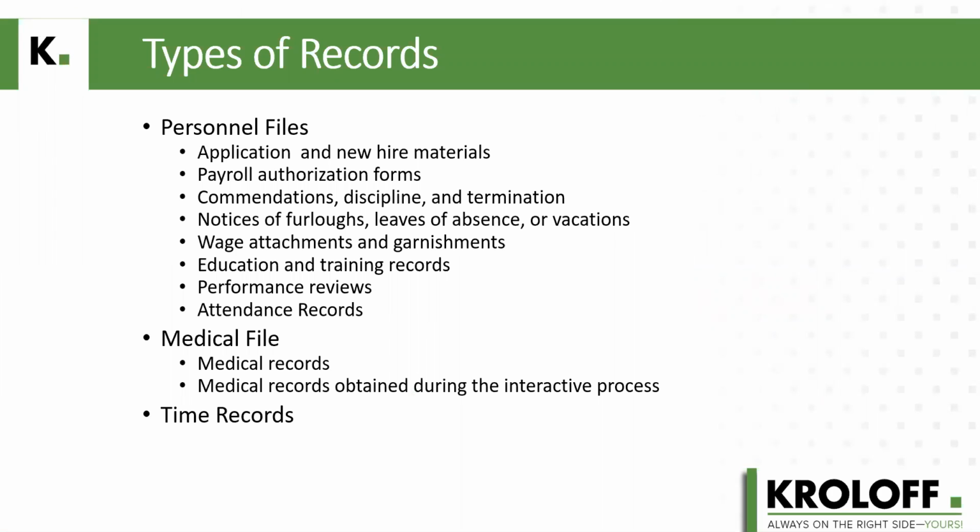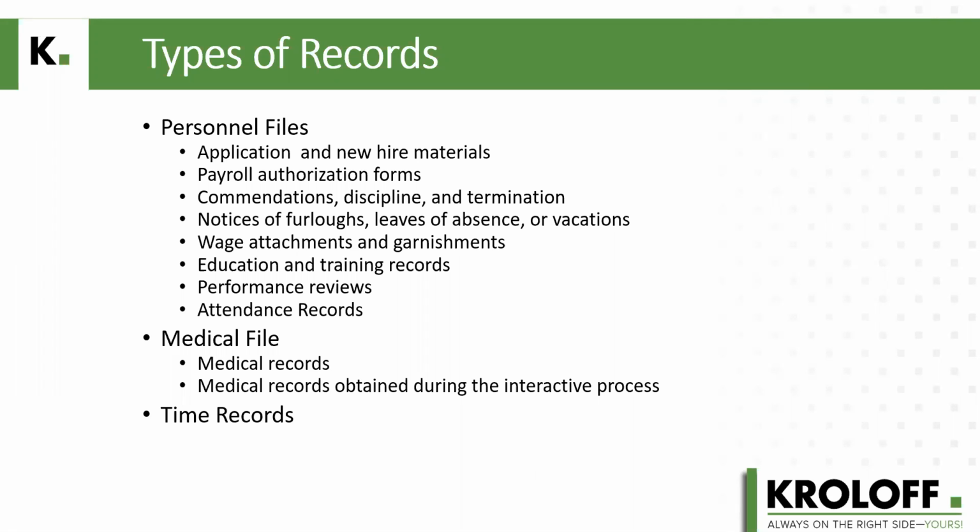So there are several types of records that employers maintain on their employees. The first are typically maintained in personnel files, and that would include application and new hire materials, payroll authorization forms, commendations, disciplinary documents or termination documents, any notices of furloughs or employee leaves of absence or vacations, wage attachments and garnishments that you may have to process for your employees, education and training records, performance reviews, and attendance records.